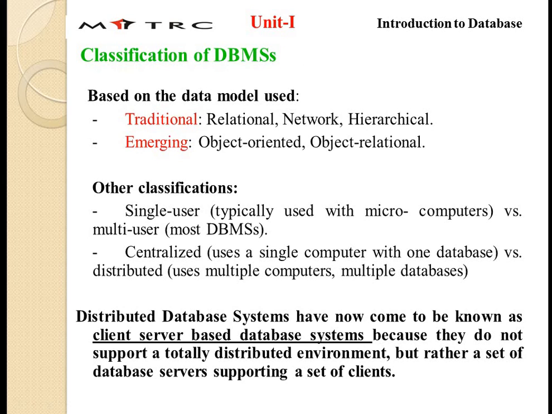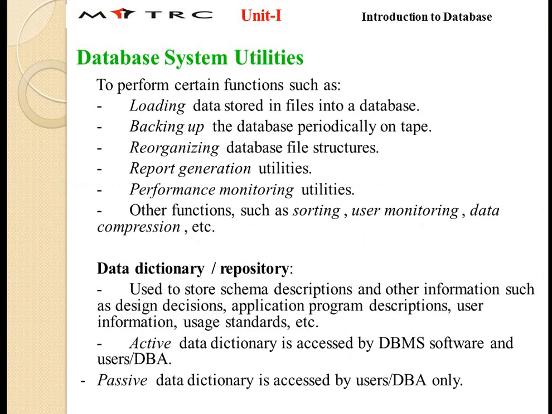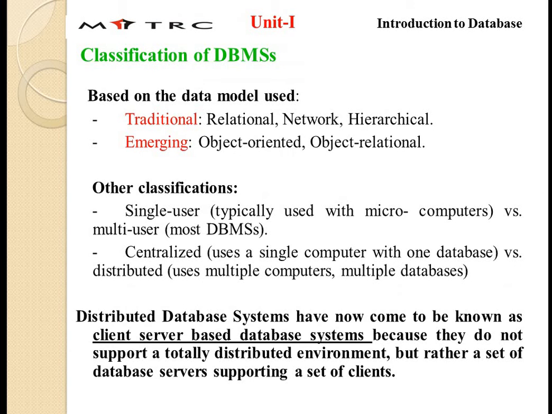Now next is the classification of DBMS. Once we have seen about the different aspects of the interfaces and the component module along with the system utilities, the next important thing is to study about the classification of DBMS. That means how the DBMS can be classified. If we look at the classification of the DBMS on the basis of data model, then we are having two approaches that are being defined. The first one is the traditional approach and the second one is the emerging approach.